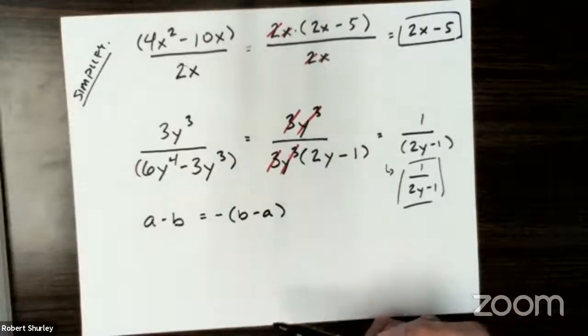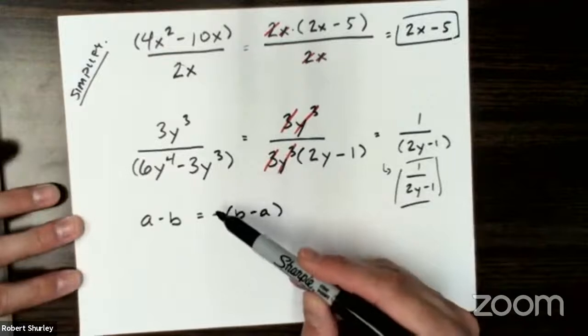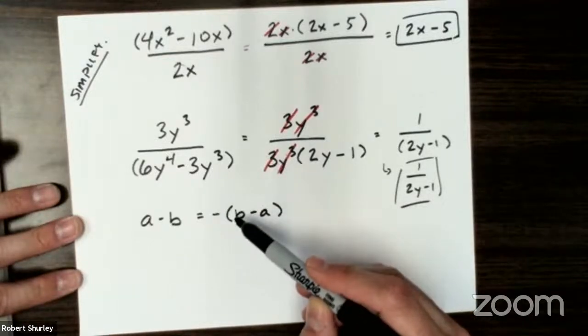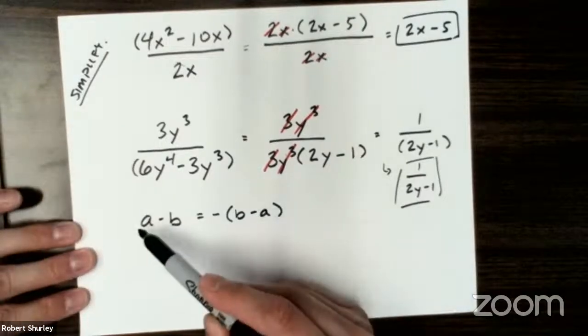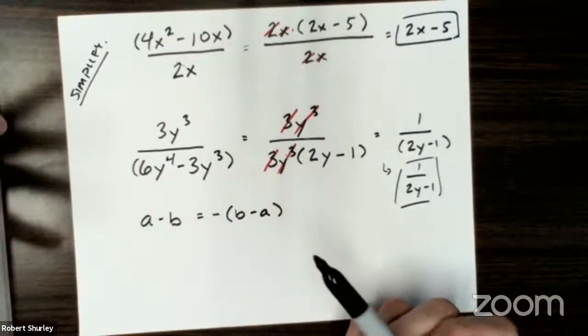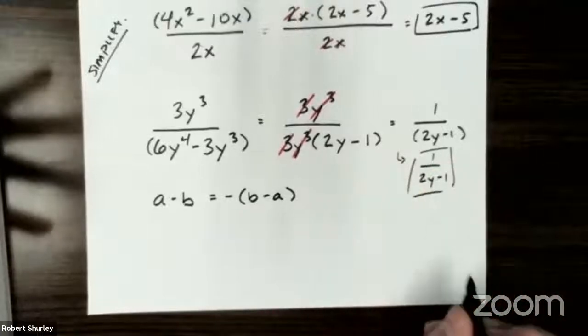And if you want to check it, if you're like, no, Mr. Shirley, I think you're lying. If you distribute the negative back through, this would be a minus B. This would be a plus A, right? So you can make the plus A the minus B. It's a goofy order thing, okay?